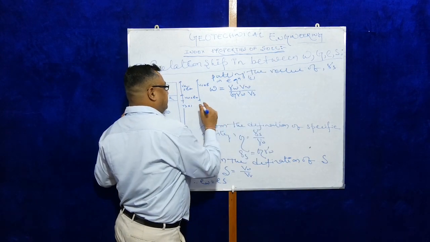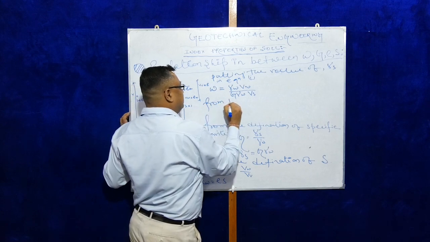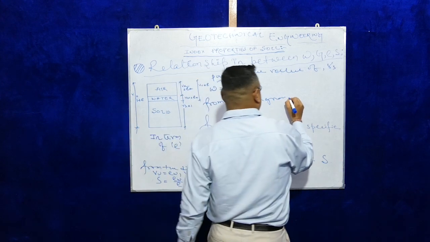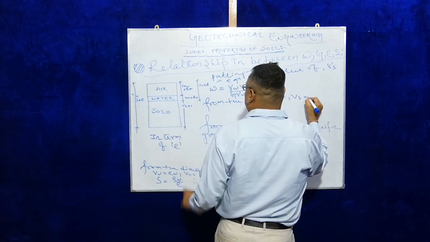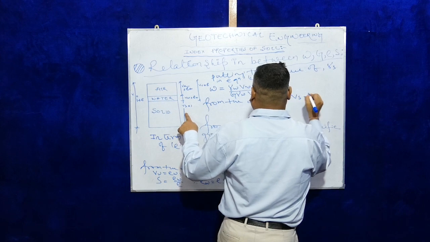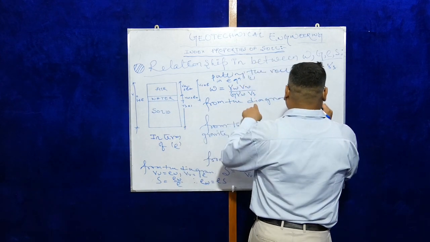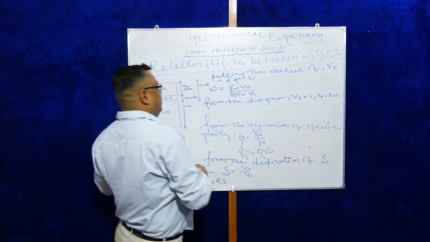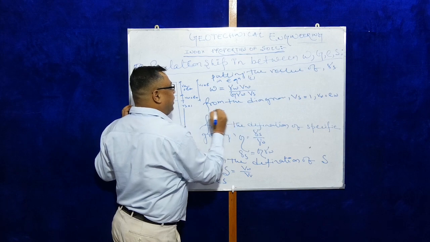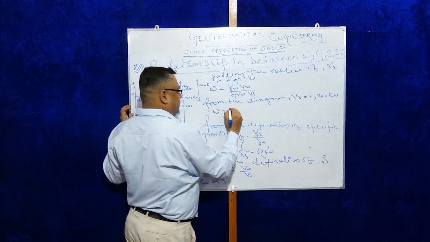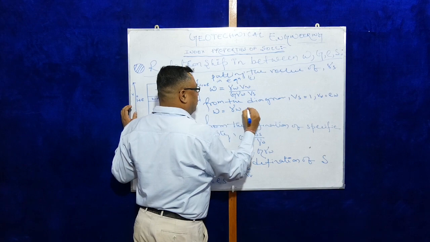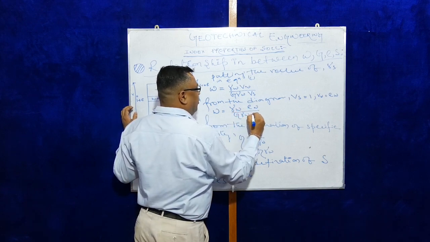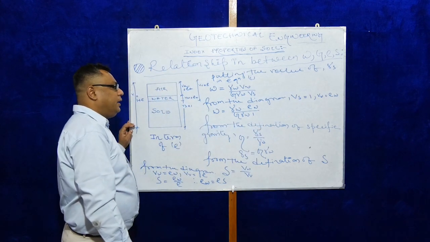Again, from the diagram, Vs is equal to what? 1. Vw is equal to what? Ew. Now putting the value of Vw and Vs in this equation, gamma W into Ew, over G into gamma W, Vs is equal to 1.